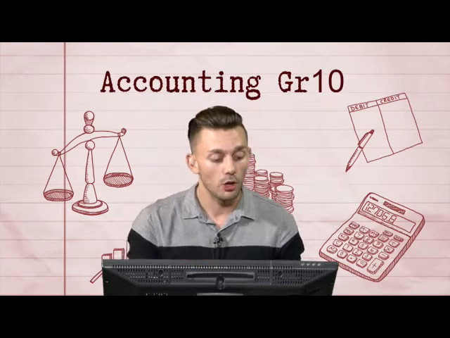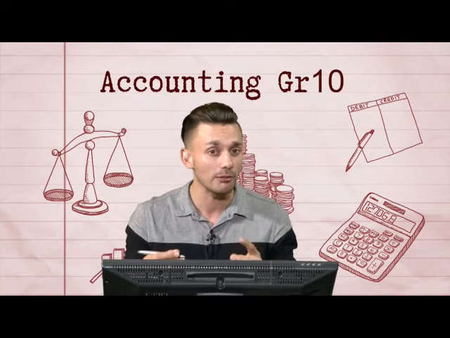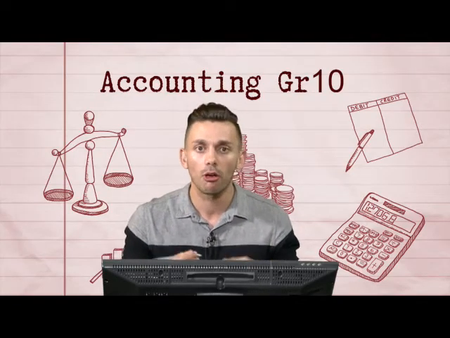Now, know this. For every debit, there should be a credit. And therefore, debits will always equal your credits, and that means your debit side will equal your credit side in the trial balance. And if this happens, you should smile, because most likely you have everything right and you're in balance, and that you will get a very good mark.